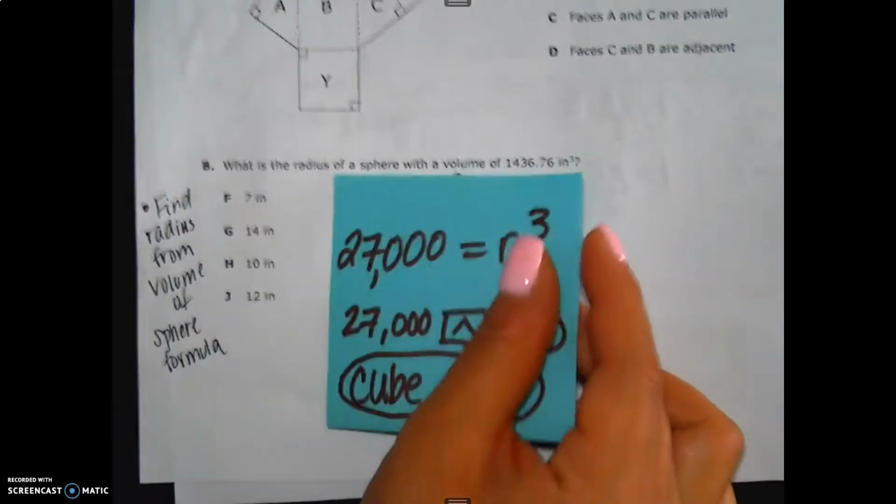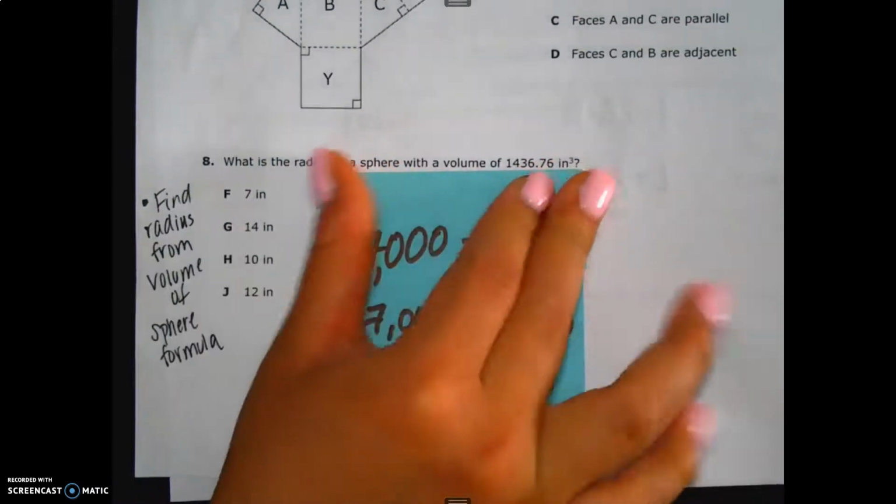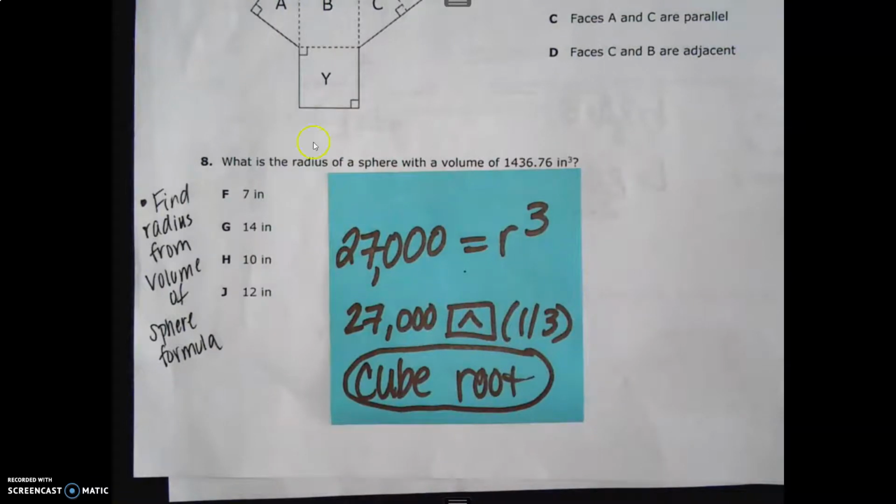Now I'm just making this number up, but let's just say you got 27,000 equals r cubed. The way you would undo a cube is by taking the cube root of it. And when you enter it into the calculator or Wolfram or Desmos or whatever calculator you use, you would plug it in like this, 27,000 to the 1/3 power. And whenever you do that, it'll give you your radius.